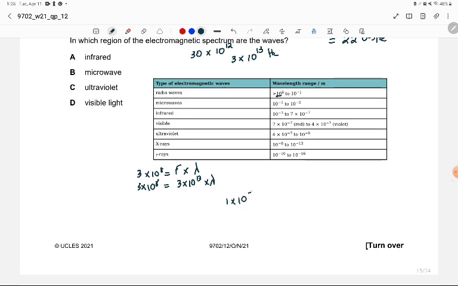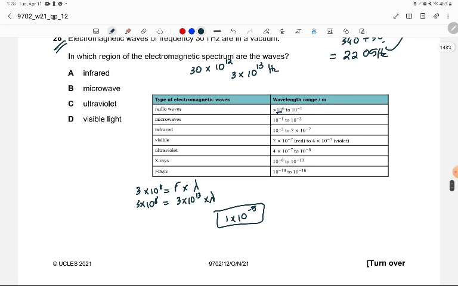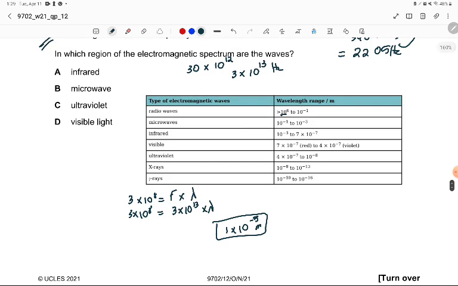Okay, so let's see. That is the wavelength, and that is in meters. So we need to look at this value. Where does it even occur? So it has to be, listen to me very carefully, it has to be between this value to this value. So it is actually infrared. This is actually infrared region, so I'm just going to mark it as infrared. Okay, let's move on to the next question.